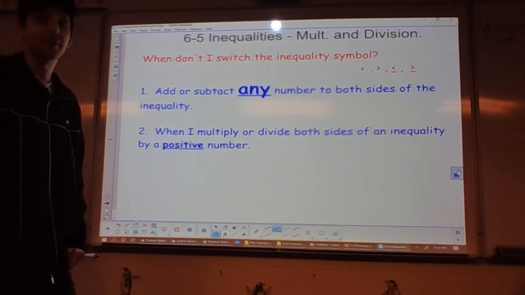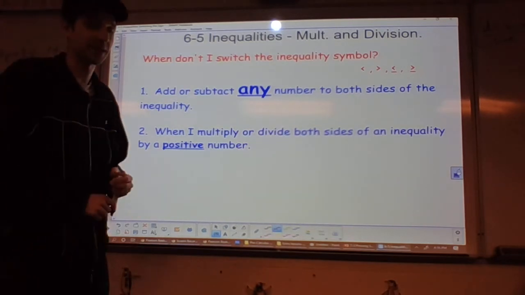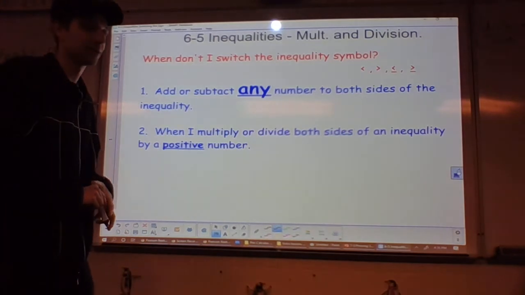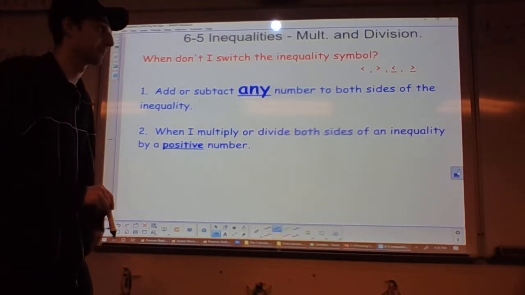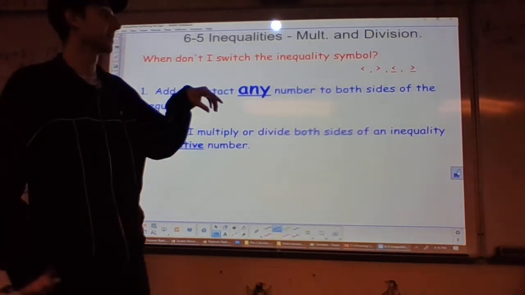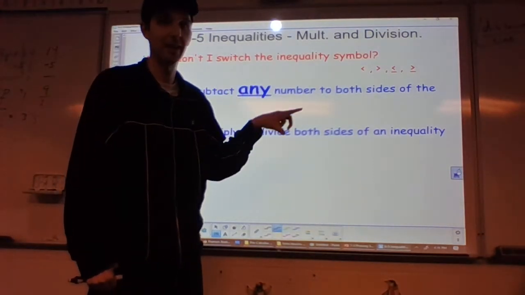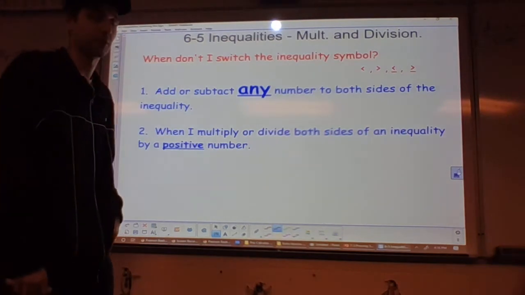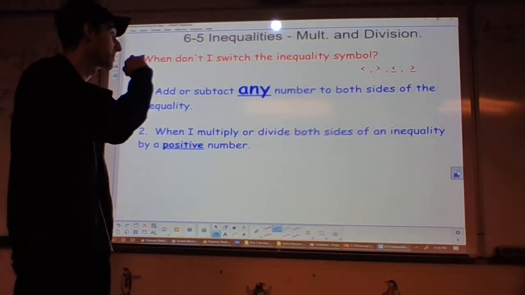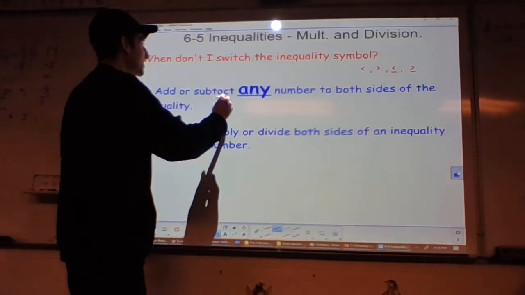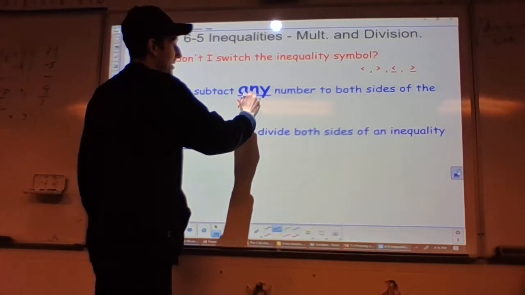First, in any of the problems that you did the other day, you don't flip the inequality sign. When I say flip, I mean take less than, make it greater than, or greater than, make it less than. So you might be wondering, when do I flip that inequality sign? Well, you do not flip it when you're solving ones like last time.